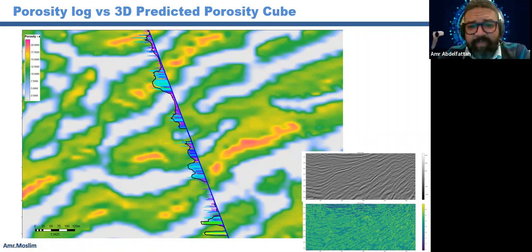In this area, we have 4 wells. 3 of them are training data, and 1 of them is testing data, and this one is the testing data. As you can see here, we have high porosity and we have low porosity, and see how conformable it is with the seismic. It's not seismic now, it's predicted porosity.